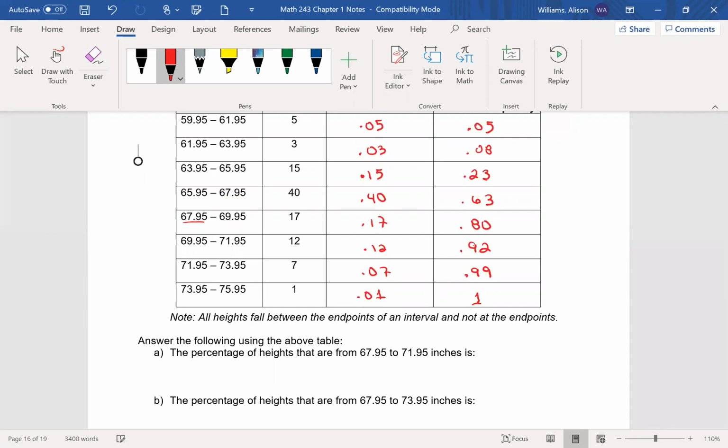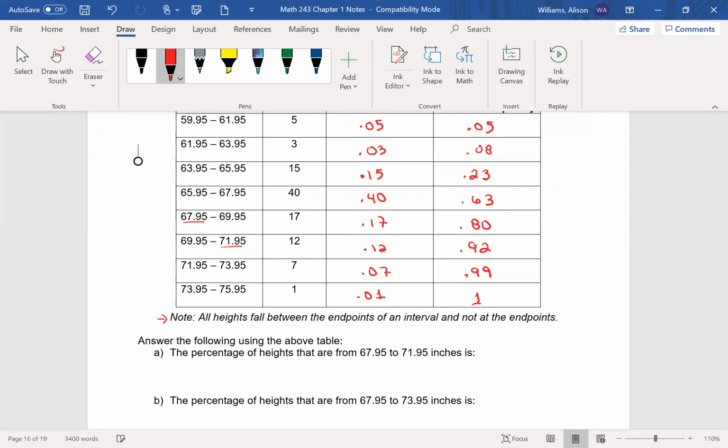Oh, by the way, I see this note here. All the heights fall between the endpoints and not at the endpoints. So you might have noticed that the upper limits for the previous class match the lower limits for the next class, but it's not a problem because nobody's actually going to be recorded as 67.95 inches. So they're actually between these two values. So nobody's going to be those values at all. All right. So 67.95 up to 71.95.